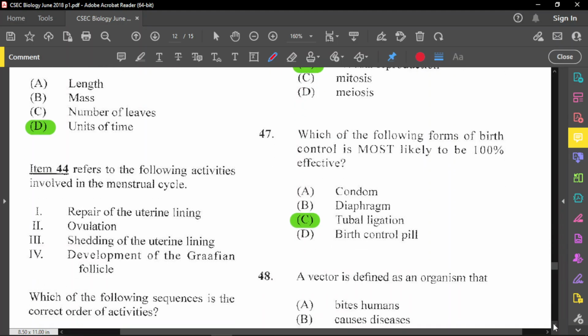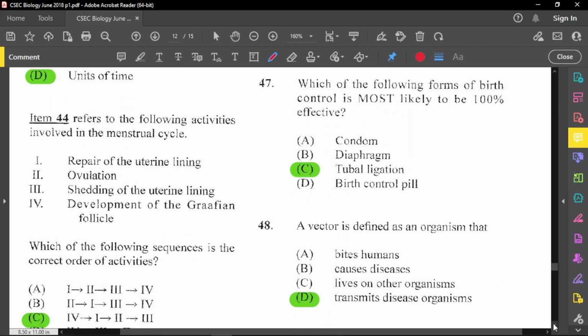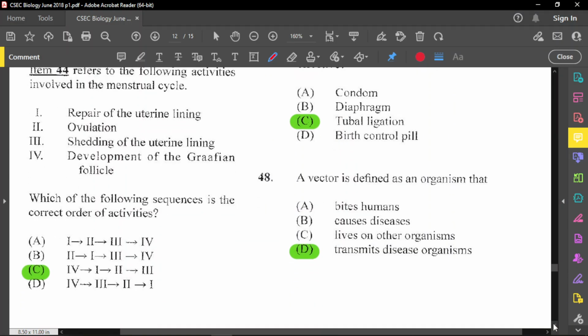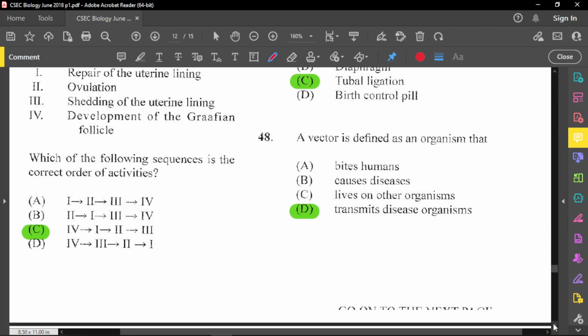All right, 47, it said, which of the following forms of birth control is most likely to be 100% effective? And that is tubal ligation. All right. Condoms, definitely great, but they can physically damage or break. Diaphragm can shift as well. Birth control pills are really good, but timing is also important. But permanently, tubal ligation, 100% effective, definitely.